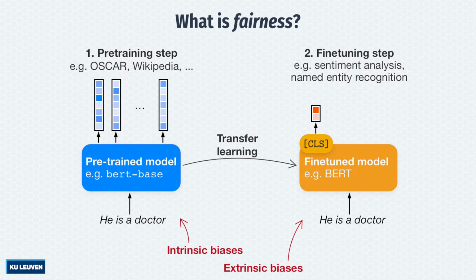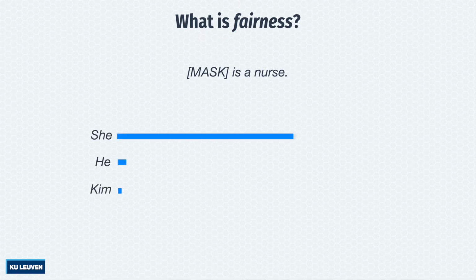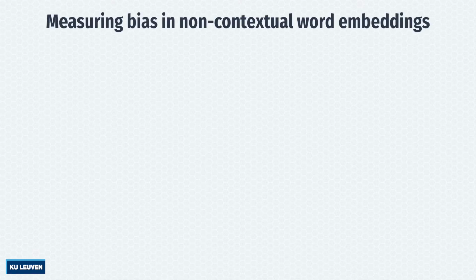In our paper, we focus on the intrinsic biases in pre-trained models. Here, we typically see representational harms, like stereotypical professions. In this example, BERT is asked to fill in the mask in the sentence "Mask is a nurse." "She" is the most likely token by a long shot, and then "he", followed by a long tail of mostly female names.